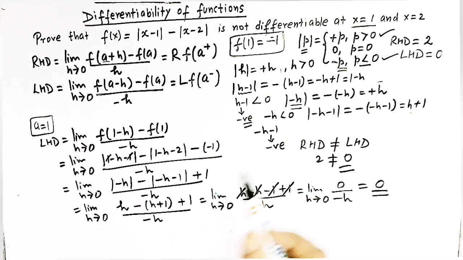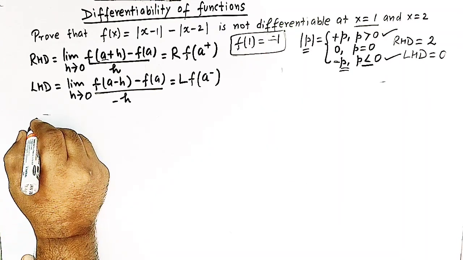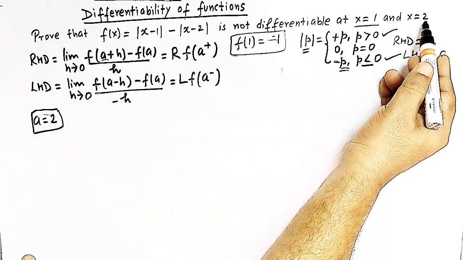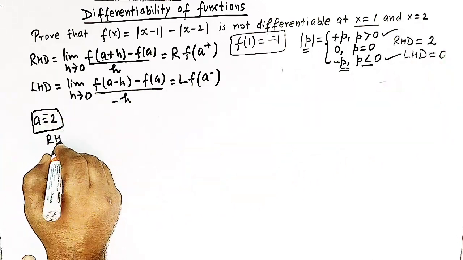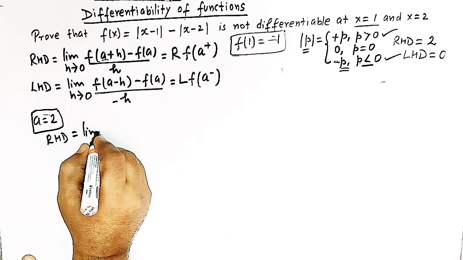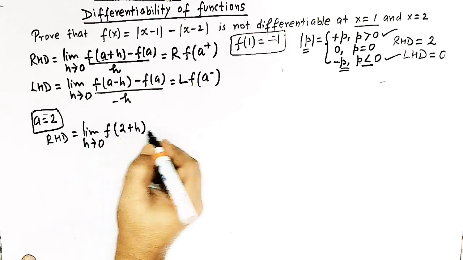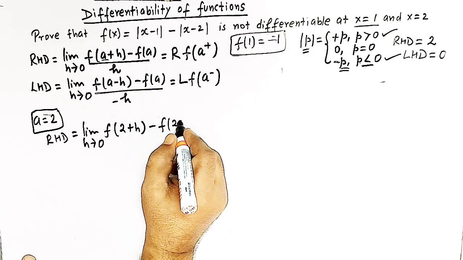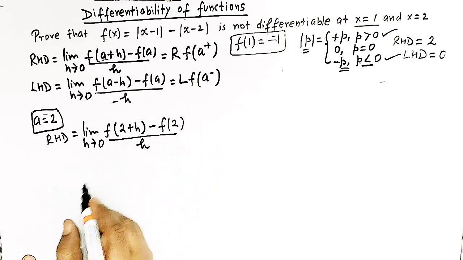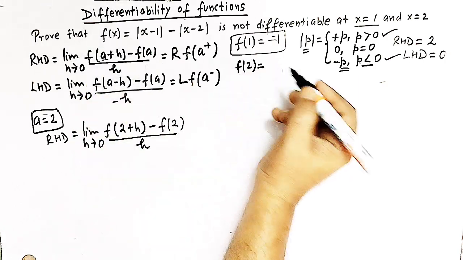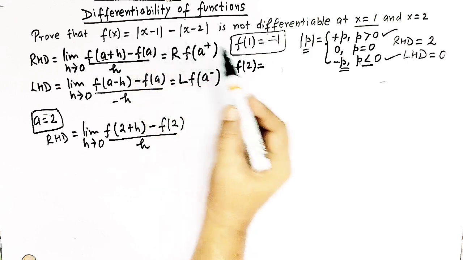So now let us consider this point, that is x is equal to 2. So now consider this point, that is a is equal to 2. So now the right hand derivative is given by limit h tends to 0, and we have f of 2 plus h minus f of 2 divided by h. Now let us first find f of 2.